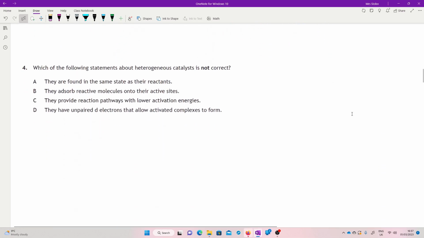Oh, sorry, scrolling badly. Here we go. Question 4. Which of the following statements about heterogeneous catalysts is, again, we're going with the not correct. Okay, hetero means different. Okay, that's the most important thing we have here. So they are found in the same state as the reactants. No, because they are different.